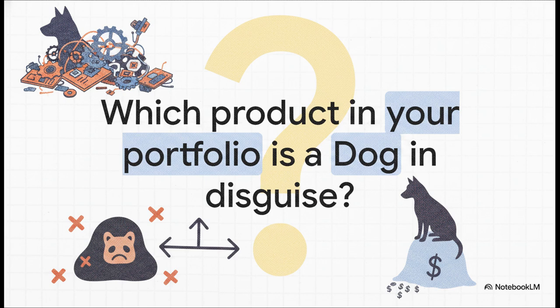And that leaves us with one final thought to take with you. Every company has them. Products that are just draining resources without offering much in return. So take a hard look at your own work, at your own company, and ask yourself this. Which product in our portfolio is a dog in disguise?